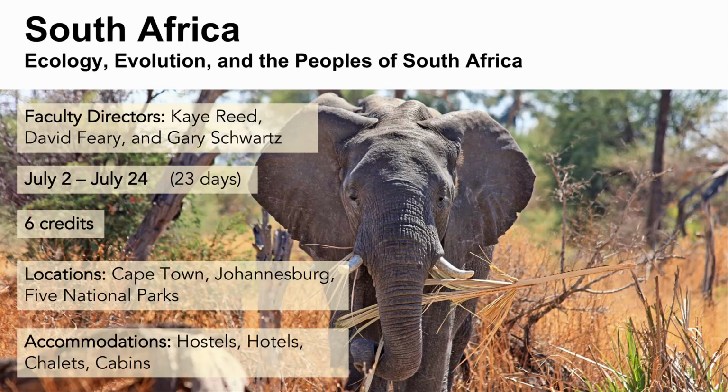This program includes stays in Cape Town, one of the most beautiful cities in the world, as well as the city of Johannesburg. And it also includes visits to 5 different national parks and game reserves, including one where you'll be participating in a research project. The accommodations on this trip include hostels, hotels, chalets, and cabins.